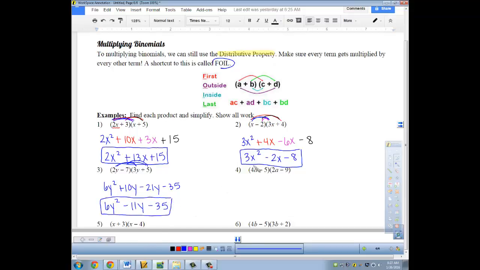Number 4, first terms, 4a times 2a is 8a squared. 4a times negative 9, negative 36a. Negative 5 times 2a is negative 10a. And negative 5 times negative 9 is positive 45. Combine your like terms, so 8a squared minus 46a plus 45.